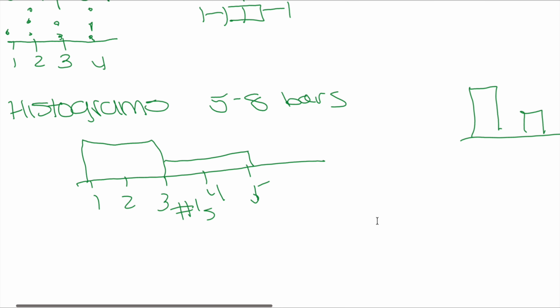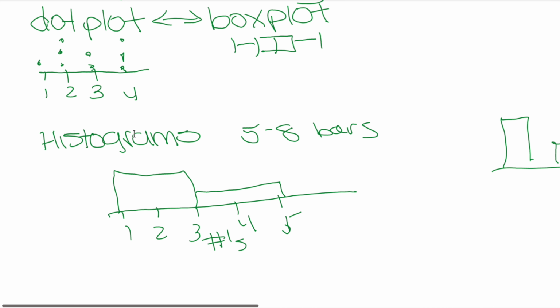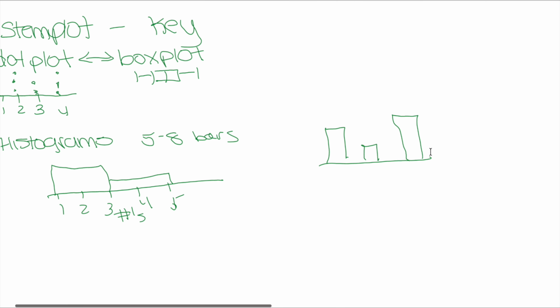Okay, so there's a little bit more. This is just the re-highlight for the histograms. Make sure to have 5 to 8 bars showing on your calculator screen when you use your calculator to draw the histogram. And this is a bar graph. Okay, this is all we have.